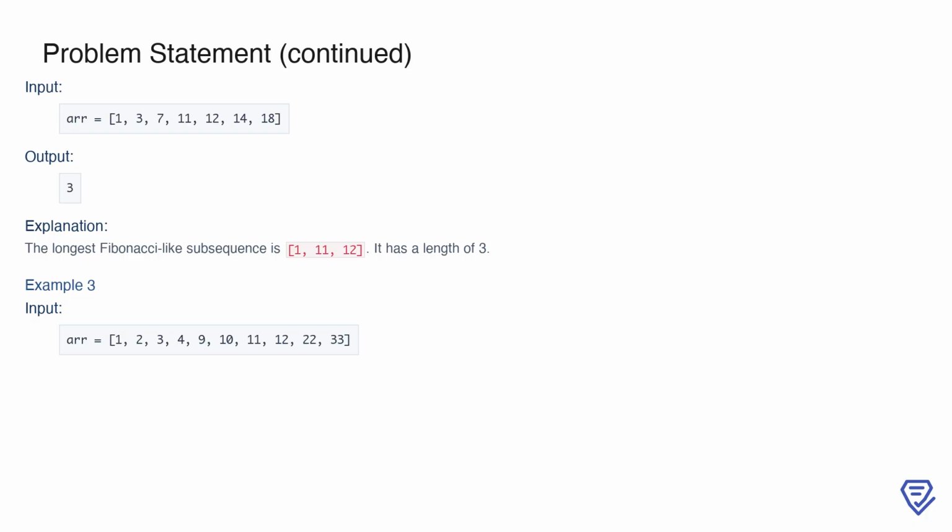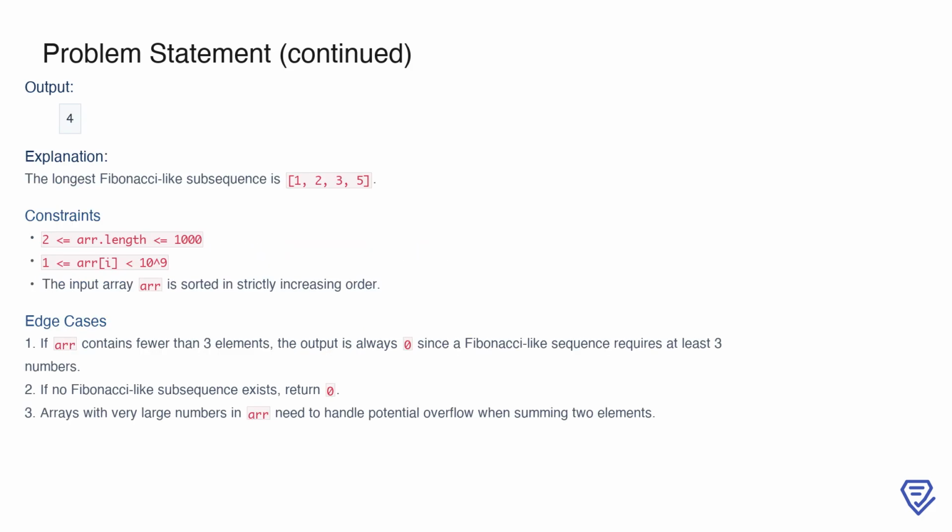For a third example, the input array is 1, 2, 3, 4, 9, 10, 11, 12, 22, 33. The output for this input is 4. The longest Fibonacci-like subsequence in this case is 1, 2, 3, 5. Again, each number is the sum of the two preceding numbers, and the order of elements in the subsequence matches their order in the original array.